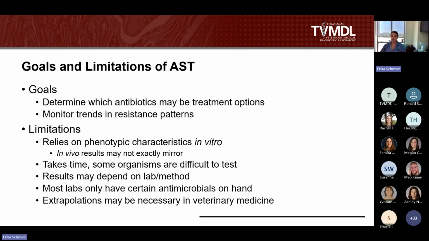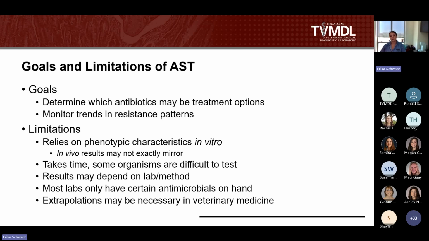Some organisms are difficult to test. Some of them don't like to grow in our culture or our MIC system. Some of them don't like to grow well on the Kirby-Bauer plates. And results may depend a little bit on the lab and the method that's being performed. You can get a little bit of variability between labs because there are some differences in the way that different labs perform these different methods.